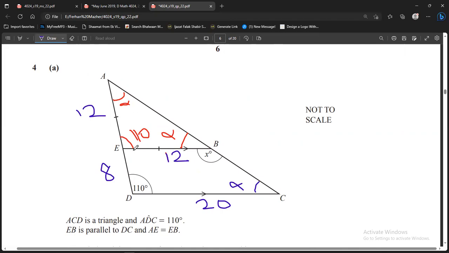If this angle is 110, this angle will also be 110 because these are corresponding angles of the parallel lines. And if this angle is alpha, this angle will also be alpha because these are parallel lines, these two angles are corresponding angles to each other. If this angle is alpha, this angle is alpha, then this big triangle is also an isosceles triangle. So if this side is 20, then this side will also be 20.